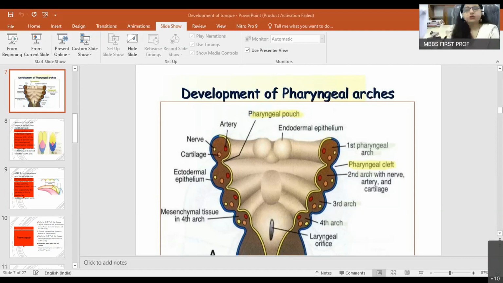Question: how does the tongue develop? Can you explain? So how many arches are involved in the formation of tongue? Answer in just one word. 4 arches. 4 arches. कोई और भी हो सकता है, सिर्फ फायजा ही बोलेंगे?